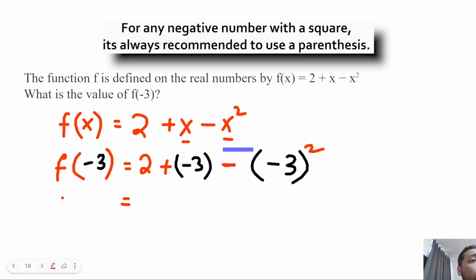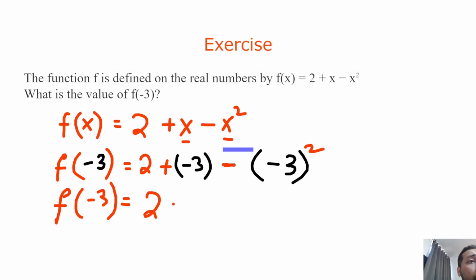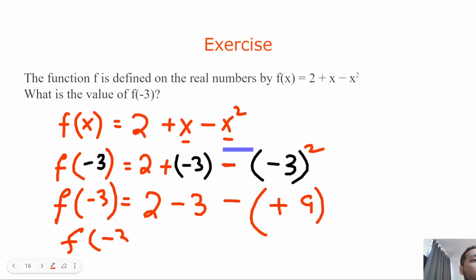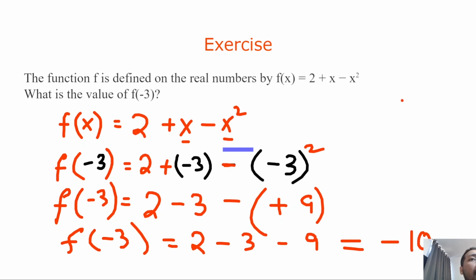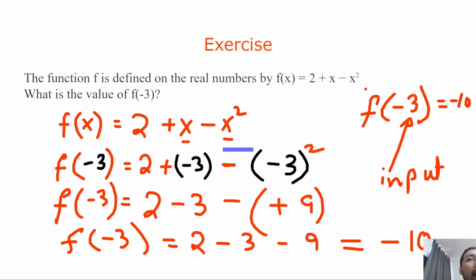Now let's try to evaluate over here. So f of -3 is 2 plus -3 is gonna be -3 over here. So we just distribute the sign. Minus -3 whole square is +9. Now we distribute the sign again. F of -3 is equal to 2 minus 3 minus 9. So if we just take the sum over here, we get -10. So you can see that our output value for x equals -3 is -10. So remember, this is the input. And this whole section is the output.